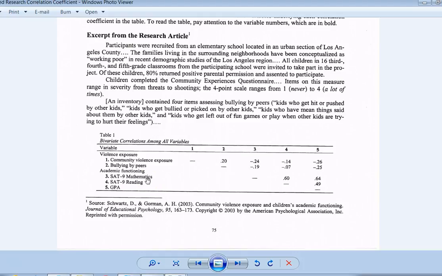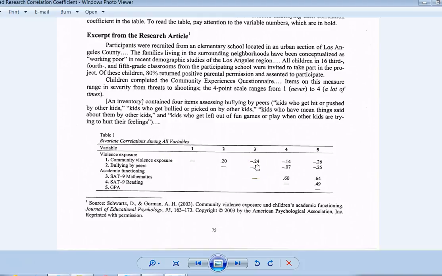Which one of the following pairs of variables has a stronger relationship between them? So we look at both of them, community exposure and bullying, which is right here, 0.2. Community exposure and math, which is 0.24. That one is stronger. And remember, it doesn't matter if it's negative or positive. This means that there's a stronger relationship between those two, even though it is an inverse relationship. It means that as community violence exposure goes up, math goes down.